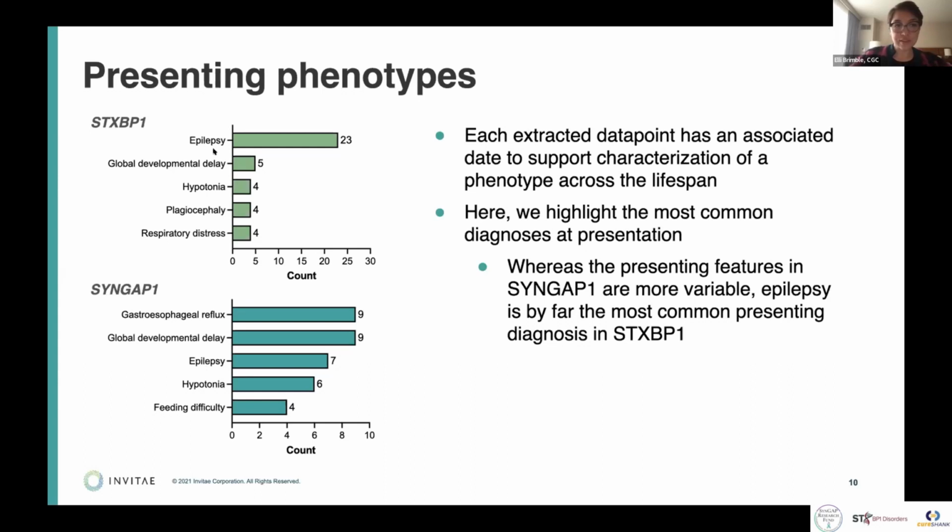But we do see a spectrum here with some overlap where epilepsy and seizures, delays, and hypotonia are common amongst the two conditions. Whereas in SYNGAP, we see reflux as one of the more common presenting features, as well as feeding difficulty, with plagiocephaly and respiratory distress in the STXBP1.